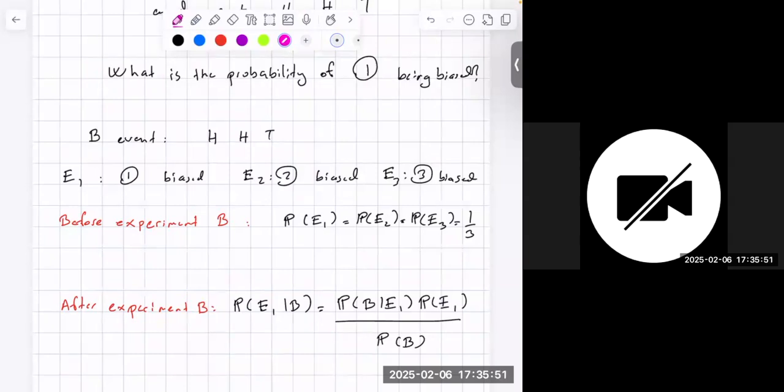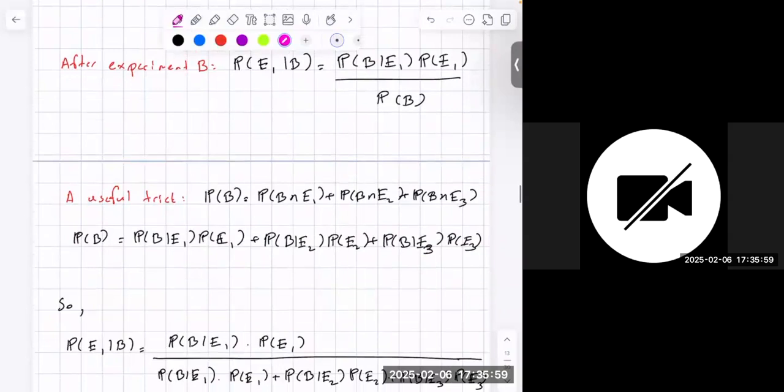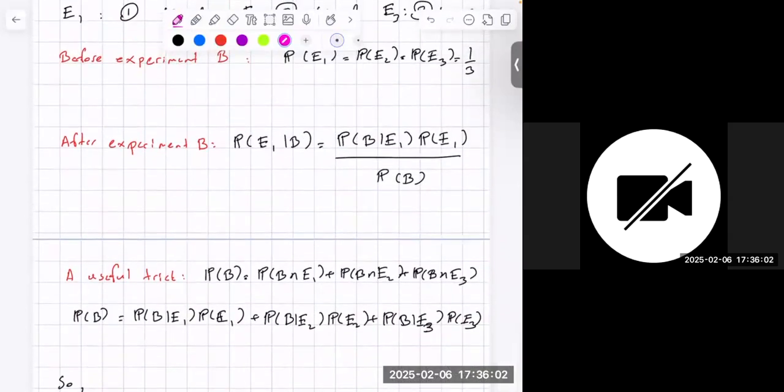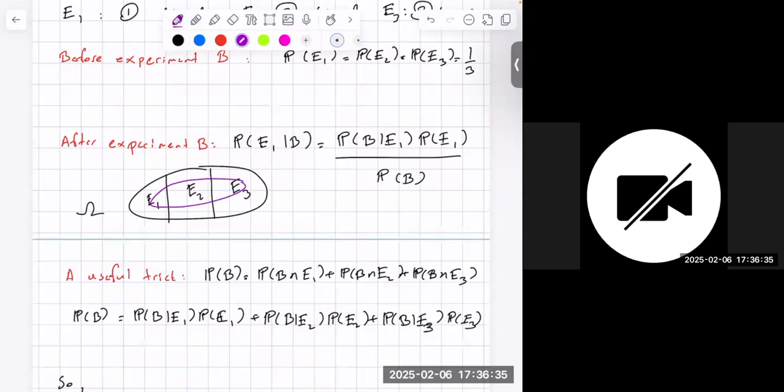Now how about computing the probability of B? That's the part you need to maybe think a little bit. And here is how it goes. The probability of B can be written as the probability of B intersection E1, plus B intersection E2, plus B intersection E3. Why? Because E1, E2, and E3 are completely disjoint from each other. E1 means the first one is biased, E2 means the second one is biased, E3 means the third one is biased. Let me draw you a picture to illustrate this. Let's say this is my universe. This is E1, this is E2, this is E3. And then your B event is something here, right? And now B is divided into 3 pieces. That's all I'm saying: the B probability is the first piece plus the second piece plus the third piece.